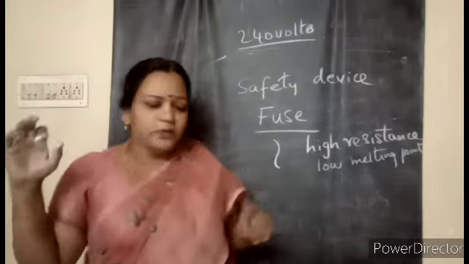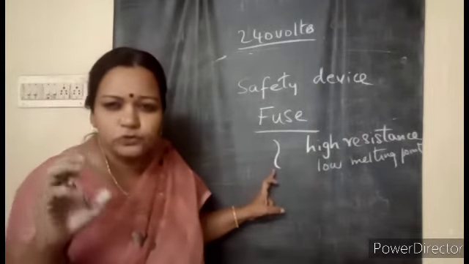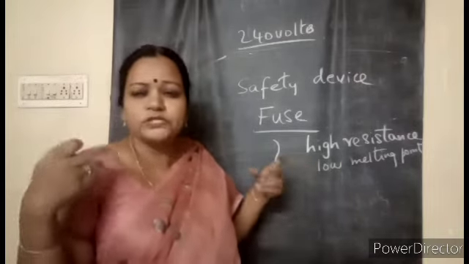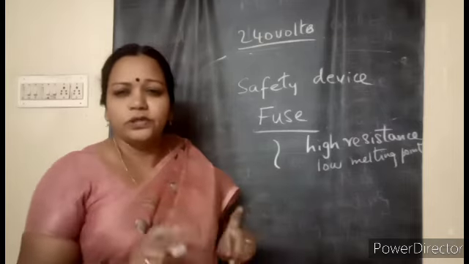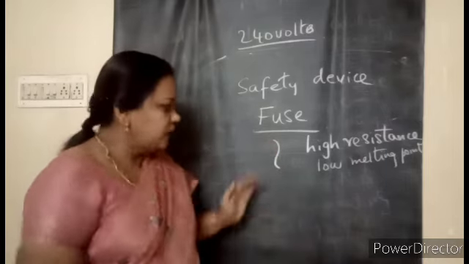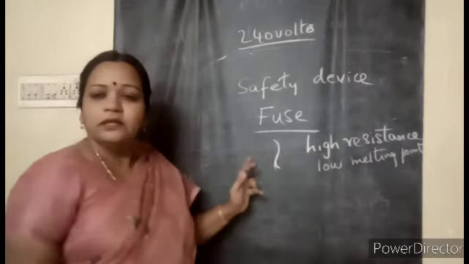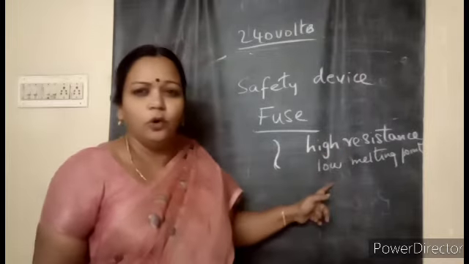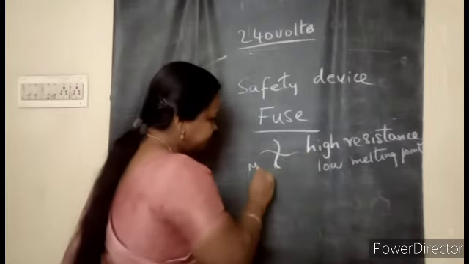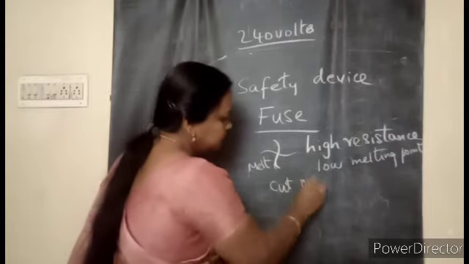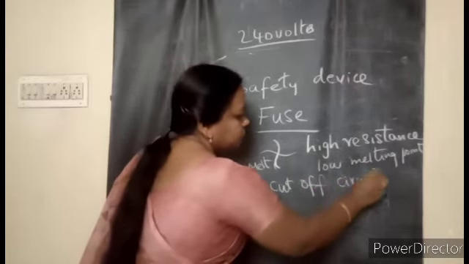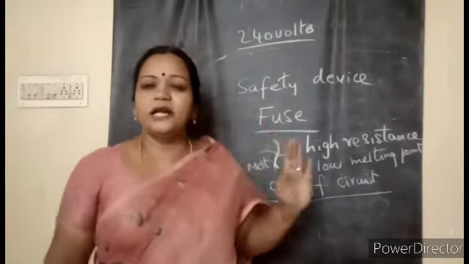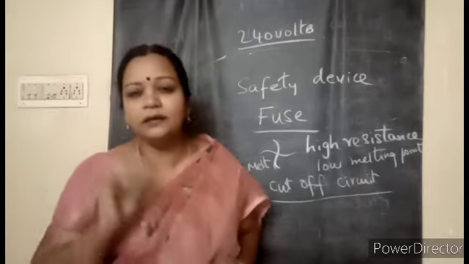So to that circuit, a fuse will be given. In that fuse, what happens is, if excessive current flows by mistake, for example because two wires are touching, the excessive current reaches the fuse. The fuse material has high resistance, so it gets heated up fast, and with its low melting point it will melt and cut off the circuit. So when the circuit is cut off, current will not go to the appliances and the appliances will be saved from getting damaged.